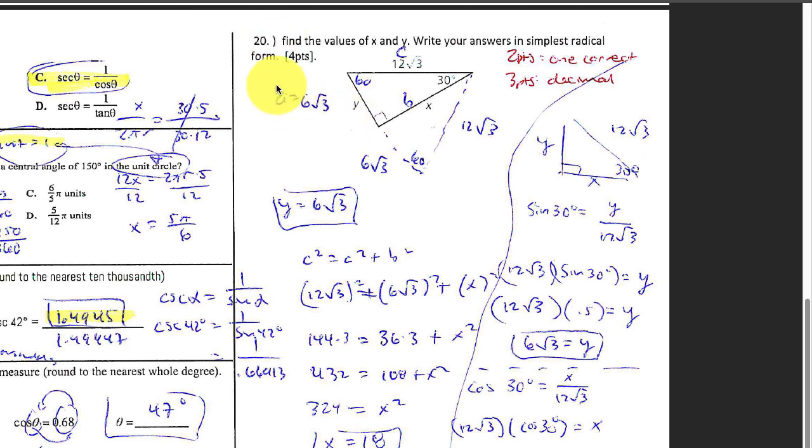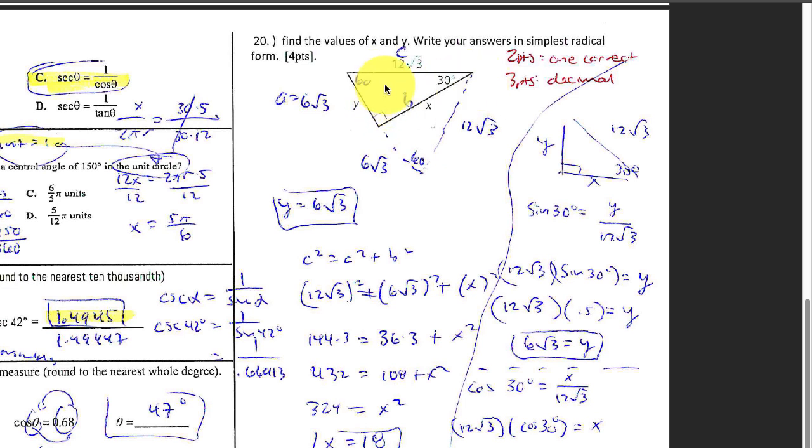Now, question number 20. Find the values of x and y. Write your answers in simplest radical form. A couple of ways that I solved this problem. The first one I did is I just used trig ratios. So if I have y and then x and then 12 radical 3, I have a 30. This angle is going to be a 60 because in a triangle you have the triangle sum theorem, blank plus blank plus blank equals 180. Subtract the 90, so these have to be complementary.